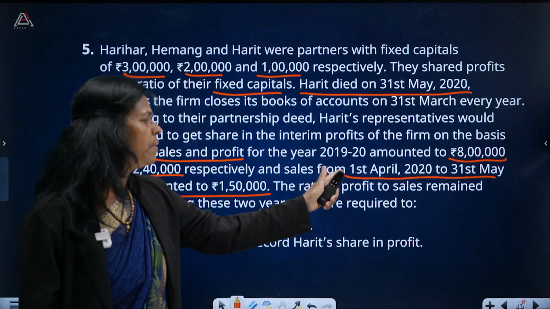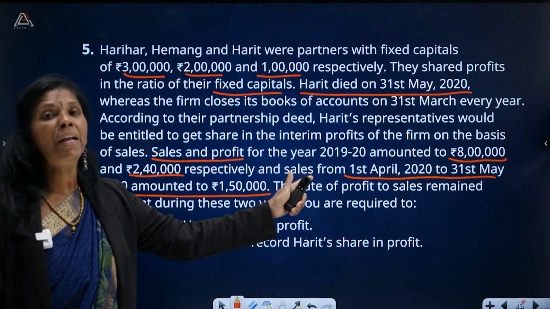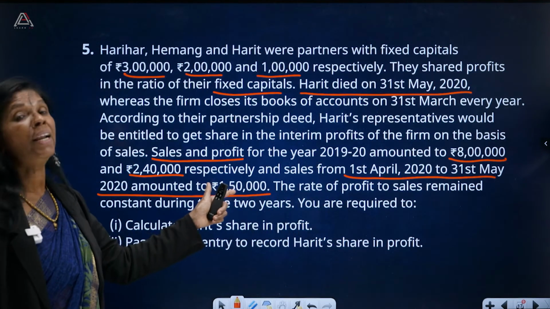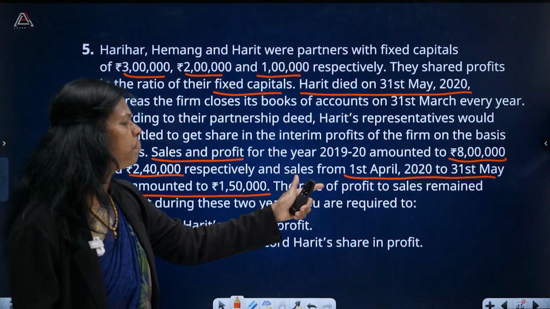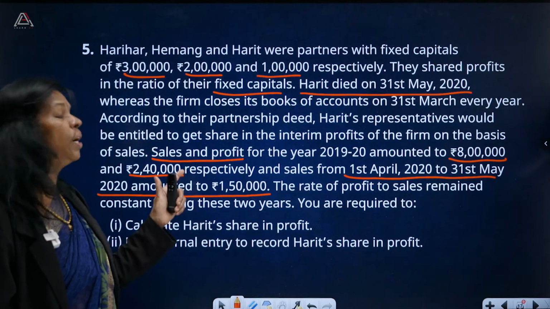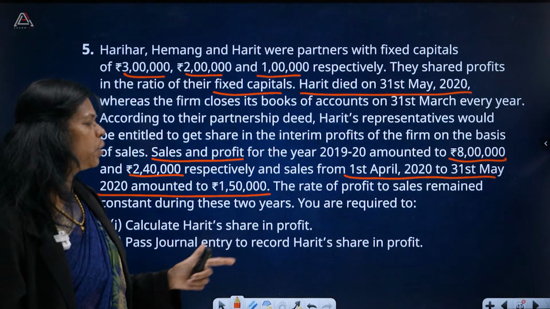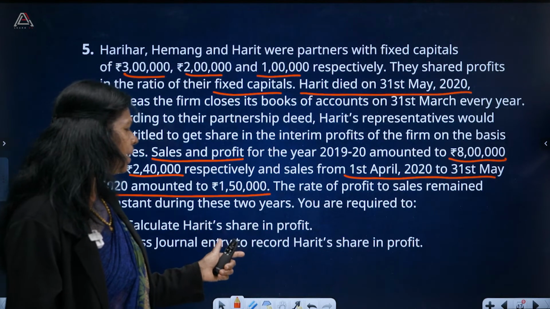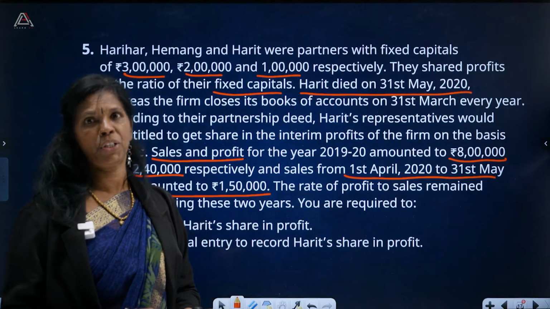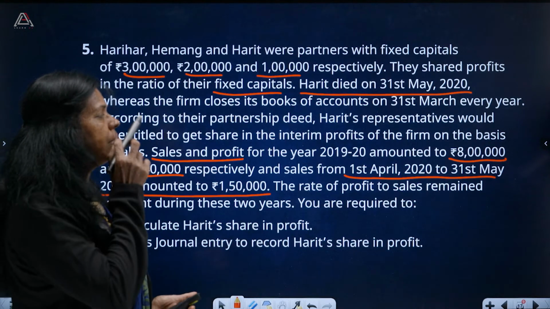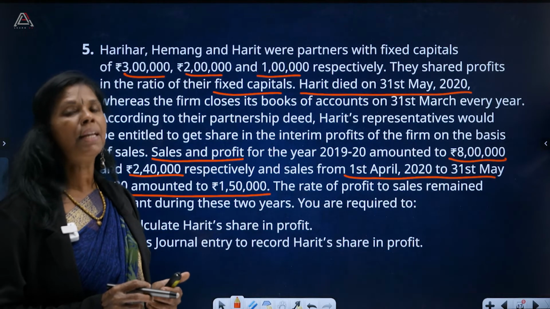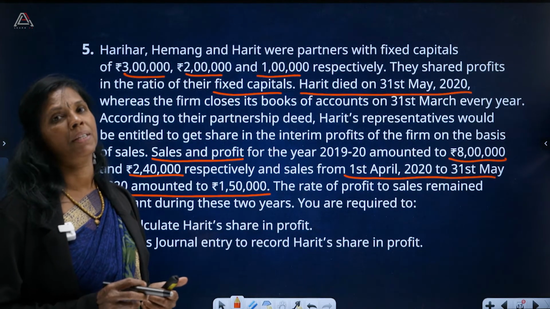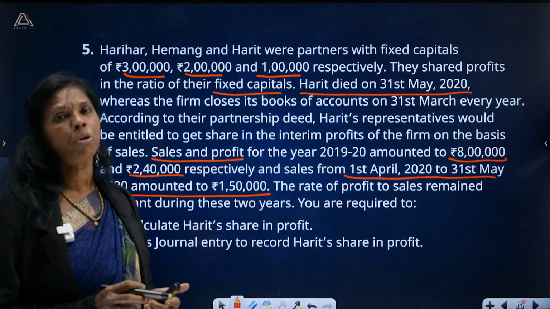So, how much is the sale made from 1st April to 31st May? 1,50,000. The rate of profit to sales remained constant during these 2 years. You are required to calculate Harith's share in profit. Then pass a journal entry to record Harith's share in profit. So, we have to find out the percentage first. Then after that, we have to find out Harith's share of profit. Then how to find out Harith's share of profit?